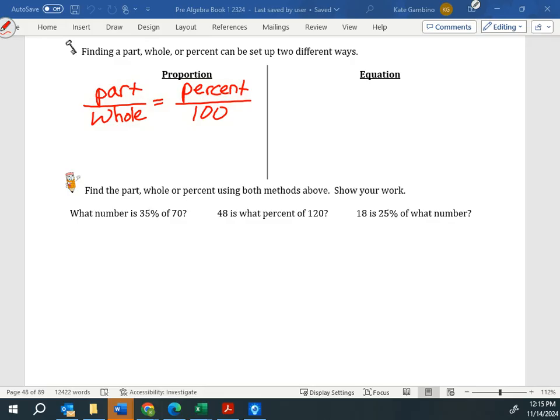We could also do it as an equation. So we say, and this is going to be important, you will want to put this equation on your help sheet. This is important. So you're going to want to put the proportion, and you're going to want to put that equation onto your help sheet. The equation is part equals percent times the whole.